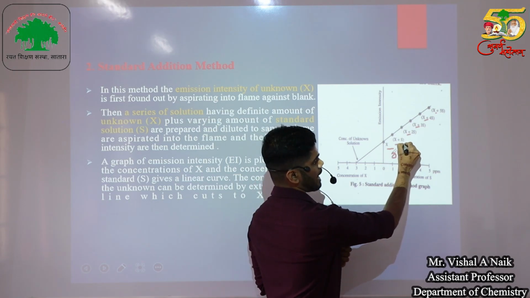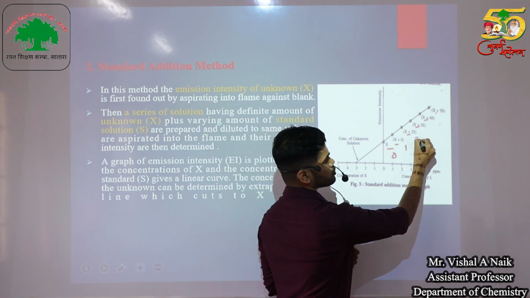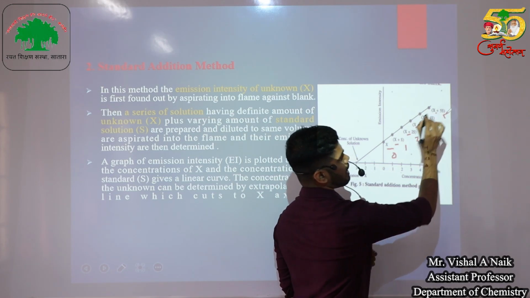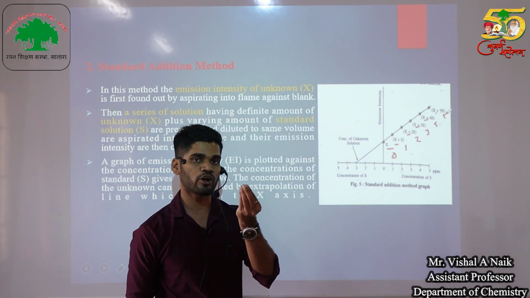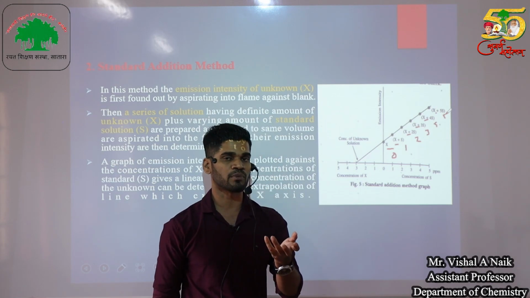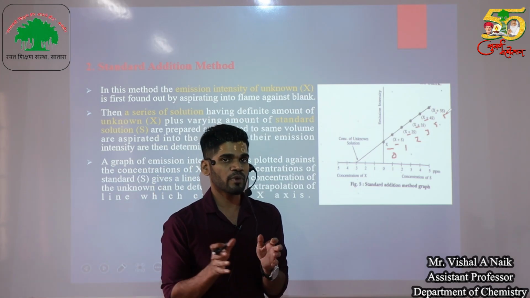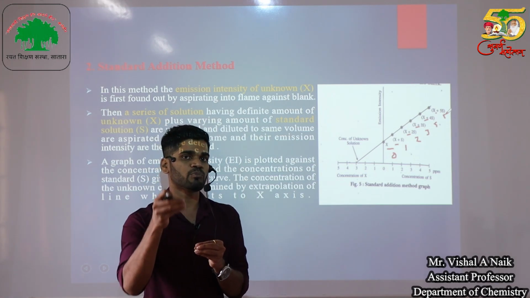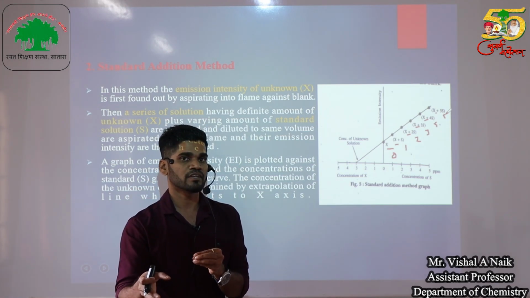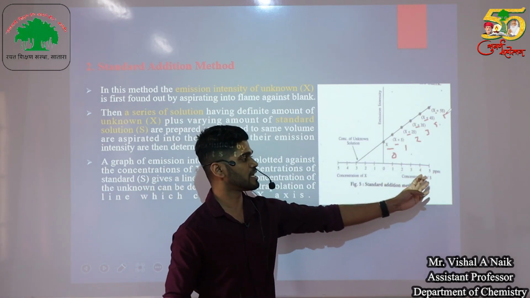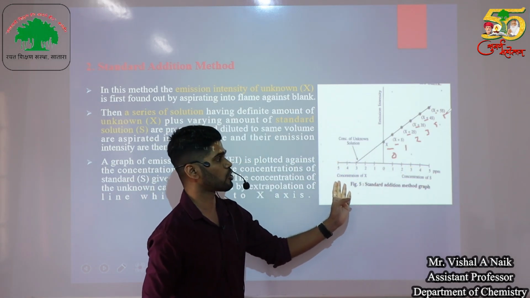Suppose in the second one, we add 1 ml. In the third one, that is 2, 3, 4 and 5. So the unknown sample solution quantity remains the same, x remains the same, but the quantity of standard is varying. Then one by one we aspirate all the samples into a flame emission spectrometer. Then we plot this graph of emission intensity against concentration of standard and concentration of unknown.